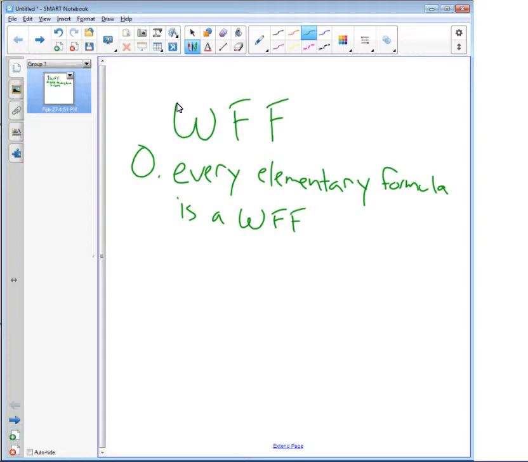So does anybody remember what an elementary formula is? Like single letters, capital letters. Right, exactly. So yeah, some examples are just A, B, C. P and Q are also elementary formulas. So those are elementary formulas, just single letters there.